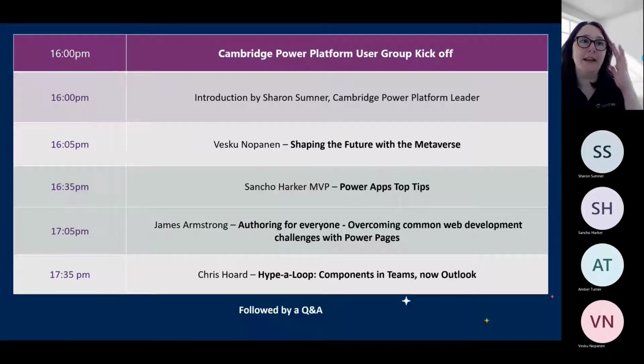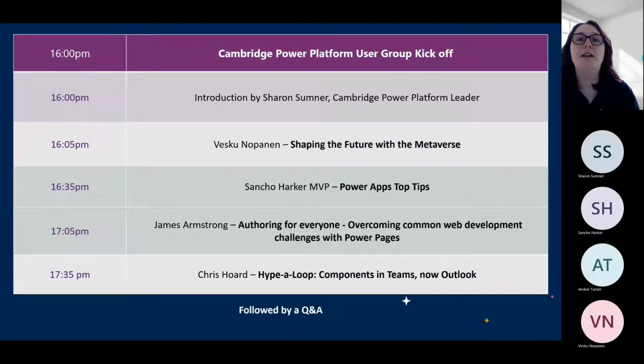Okay, so what have we got today? A bit of an introduction by me. That's where we are currently. First up is going to be Vesku, and he's going to talk to us about the Metaverse. What even is this thing, and how is Microsoft enabling us to all play in the Metaverse? Fascinating stuff, and I'll let Vesku jump straight in after the intro.